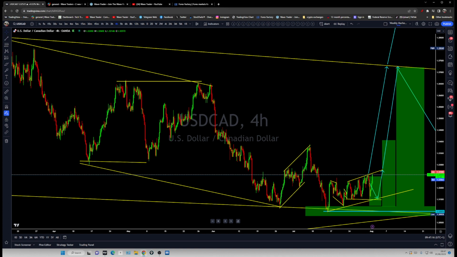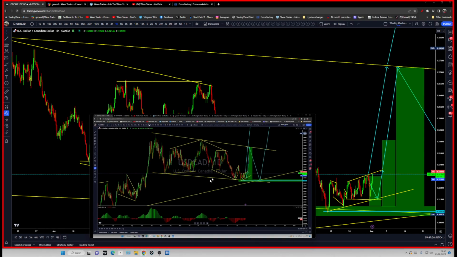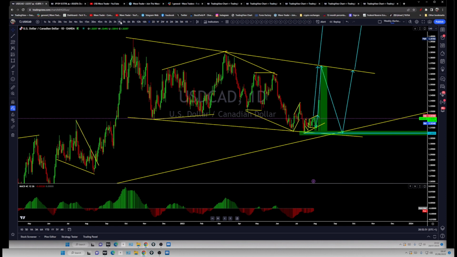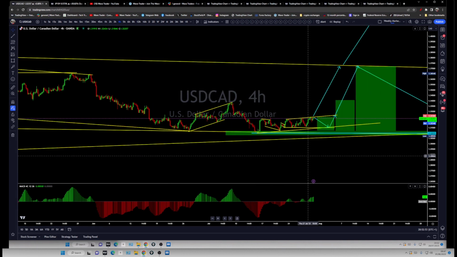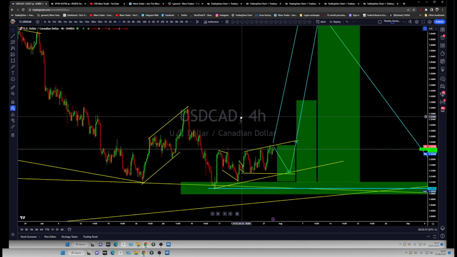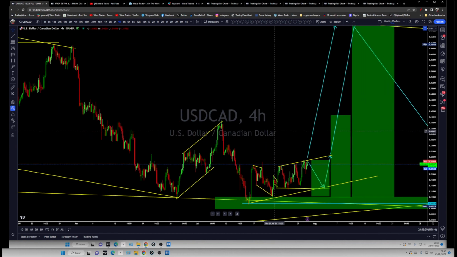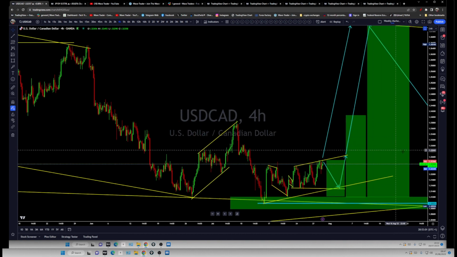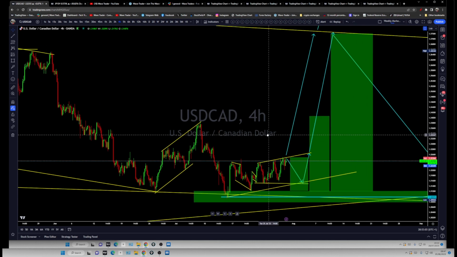After looking at that, the analysis is going to be very similar to the previous one, so let's look at this quickly. In the previous video analysis on dollar CAD, we were expecting the dollar to rise against the CAD. We were expecting Bank of Canada to reverse policy quicker than the Fed.